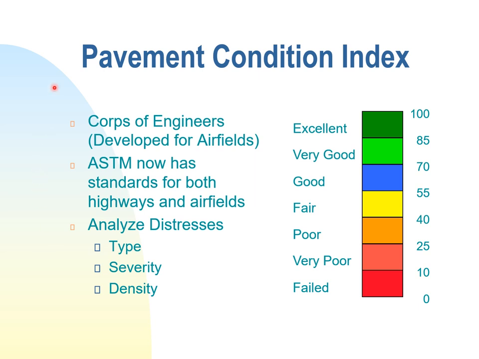Here you can see the pavement condition index. The Corps of Engineers developed it for airfields. ASTM now has standards for both highways and airfields. Analyze distresses: the type, severity and density are to be considered. Here you can see the different ratings: excellent, very good, good, fair, poor, very poor and failed.